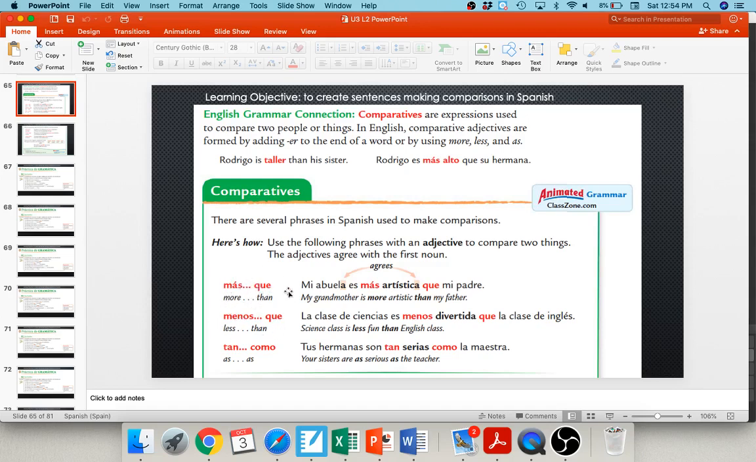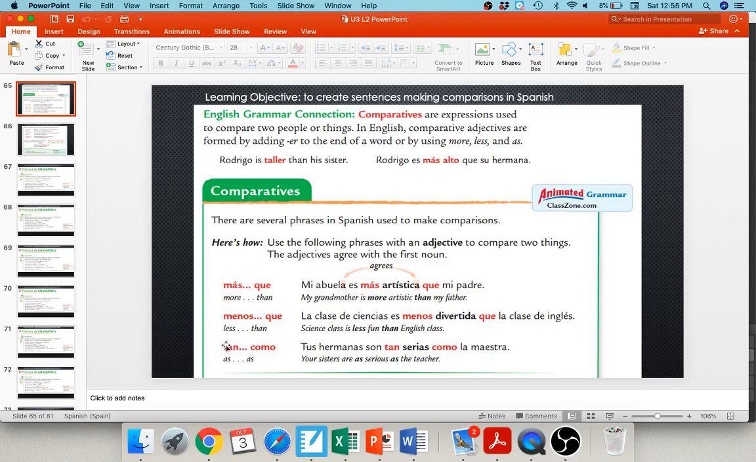Down here, menos blank que, less blank than, with an adjective in the middle. For example, la clase de ciencias es menos divertida que la clase de inglés, less fun than the class of English. In this case, divertida agreed with la clase.